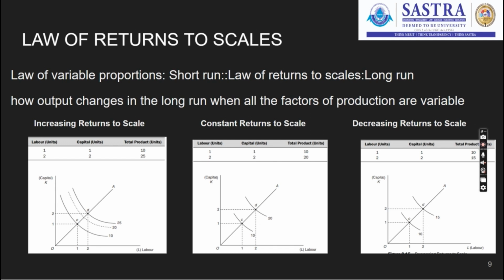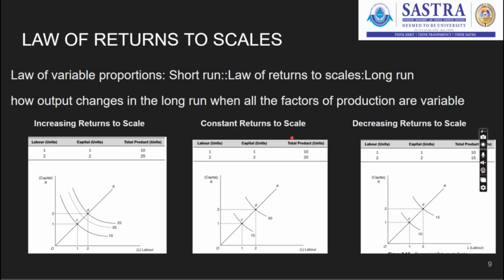These are of three types. The output can either be increasing returns to scale or constant returns to scale or decreasing returns to scale. The first graph represents the increasing returns to scale, wherein the labor and capital have been increased from 1 to 2 units, but the total product has been increased from 10 to 25, which is more than proportionate.